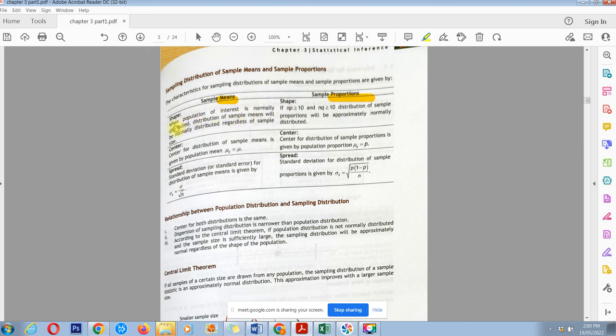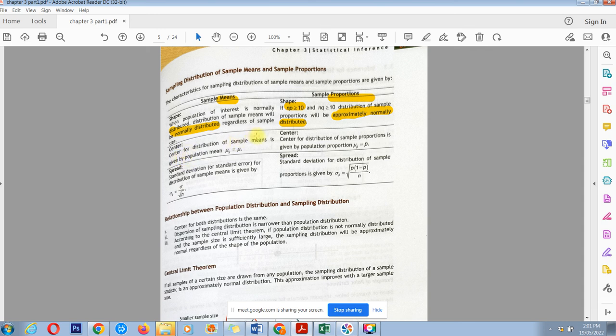For the mean, the distribution of the sample mean will be normally distributed regardless of the sample size. And for the sample proportion, we have np greater than or equal to 10 and nq greater than or equal to 10, and this sample proportion will be approximately normal. Approximately distributed. Here the sample mean will be normally distributed, but here it is approximately distributed. Okay, you see the difference?